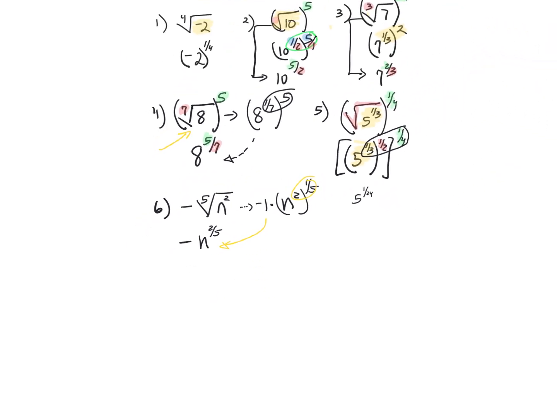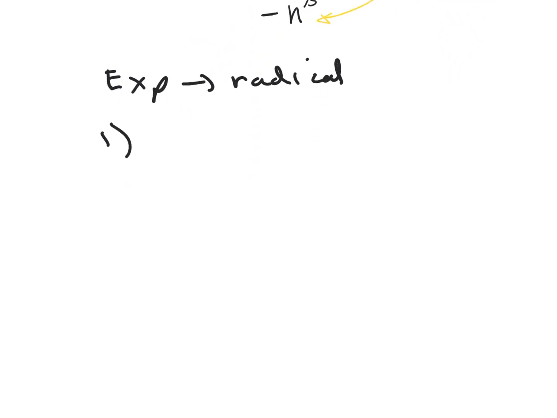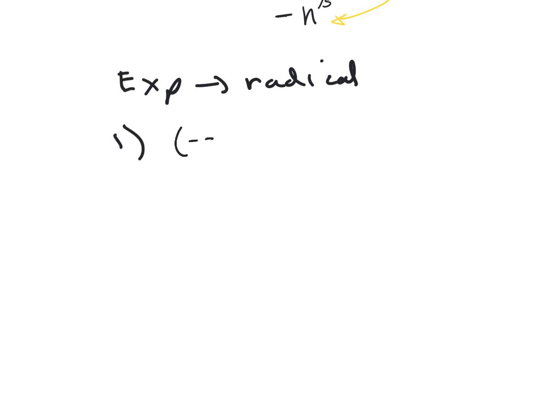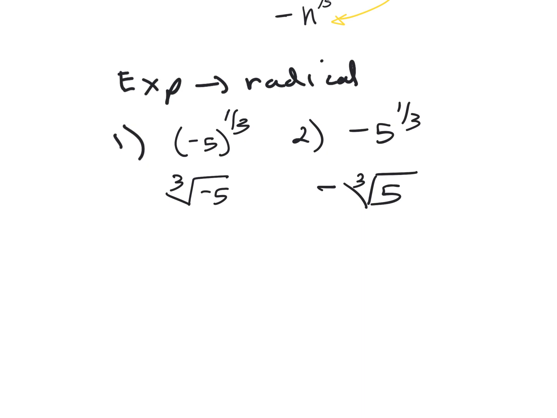So let's go the other direction. What if I give you something in exponential notation, and I want you to rewrite it in radical notation? So from exponential to radical. If I say (-5) to the 1/3 power, that could be written as the cubic root of -5. If I didn't have the parentheses around that, then that negative would be outside of the radical, right? Because only the 5 is the base, so only 5 is the radicand. Where here, -5 is the base, so -5 is the radicand.